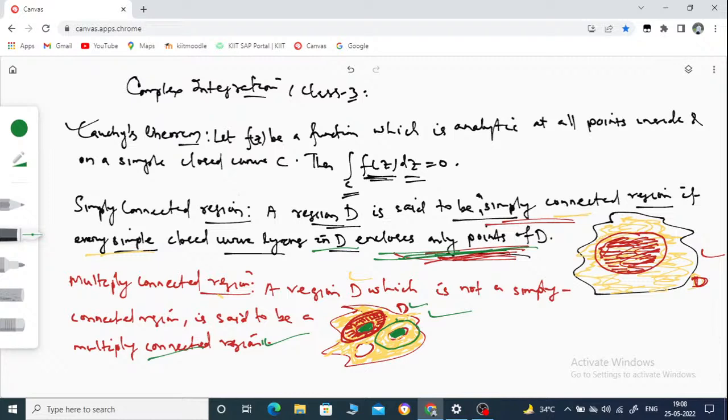Similarly, if I take another curve like this, which is an annulus, this is another region D, which includes only these points.